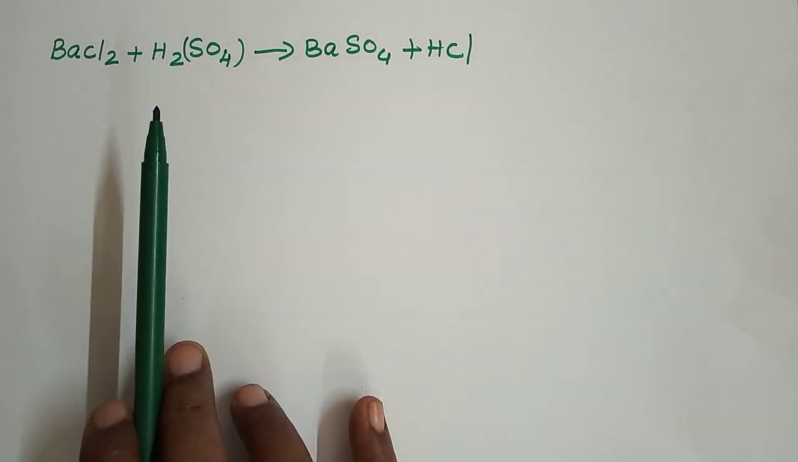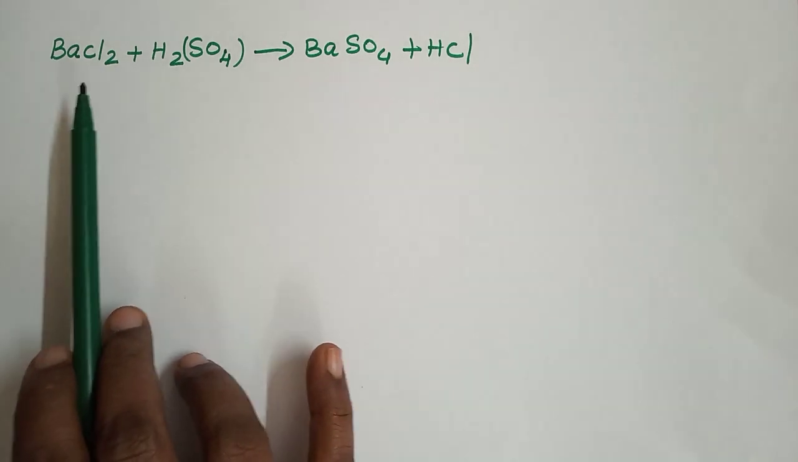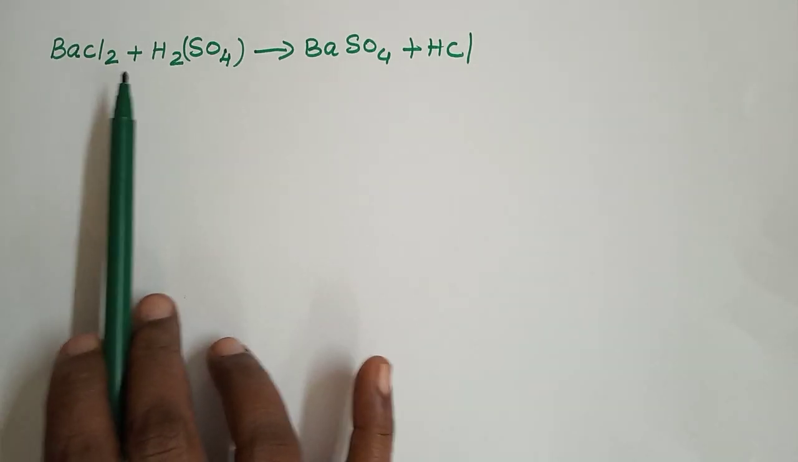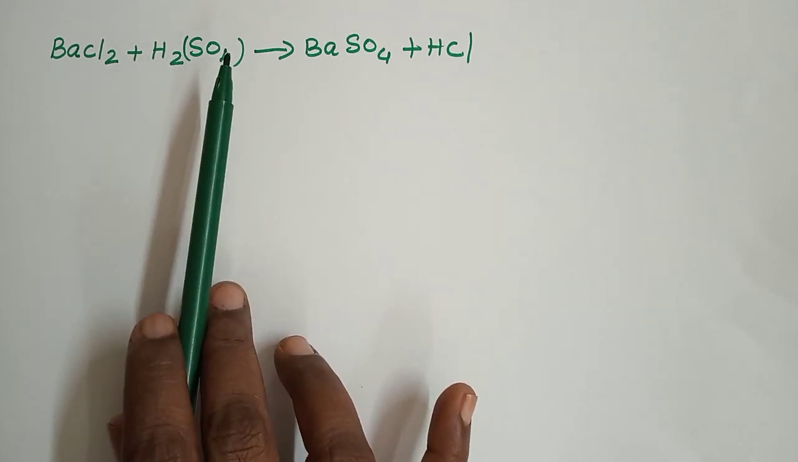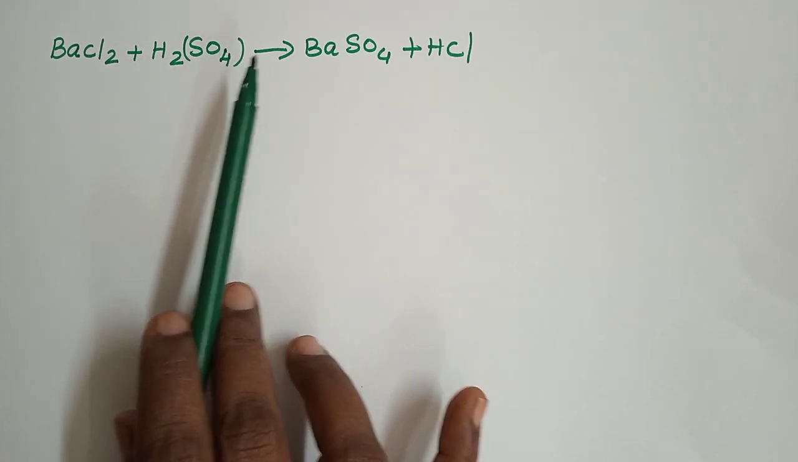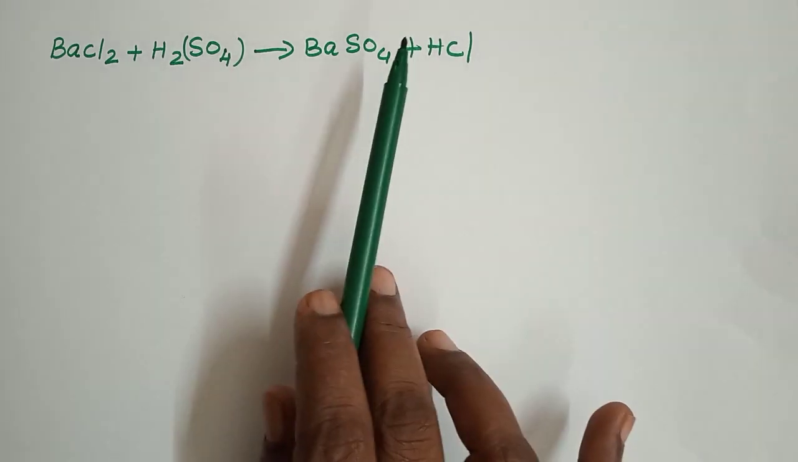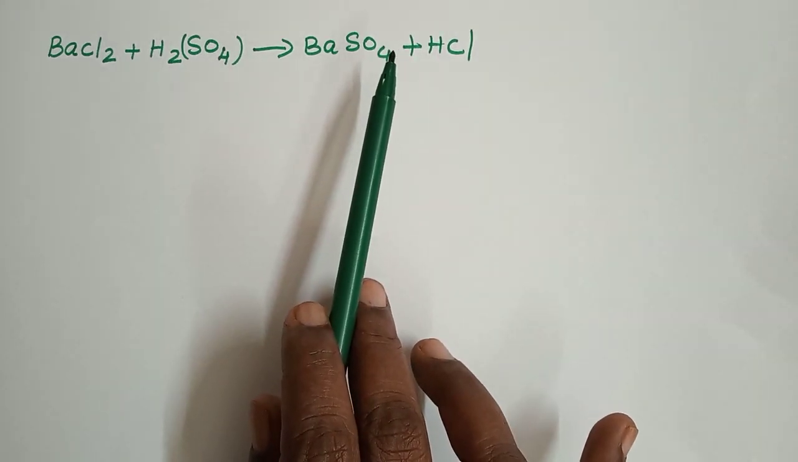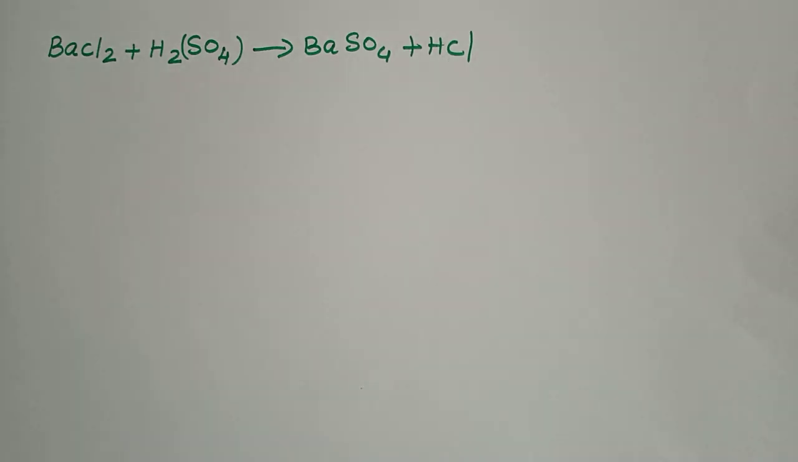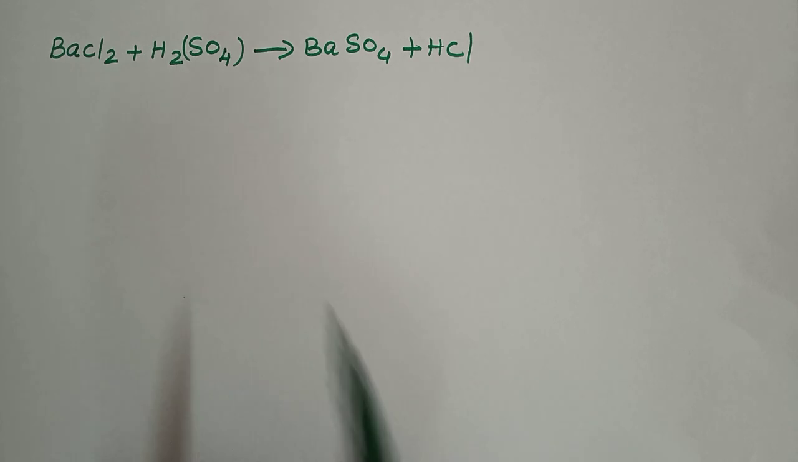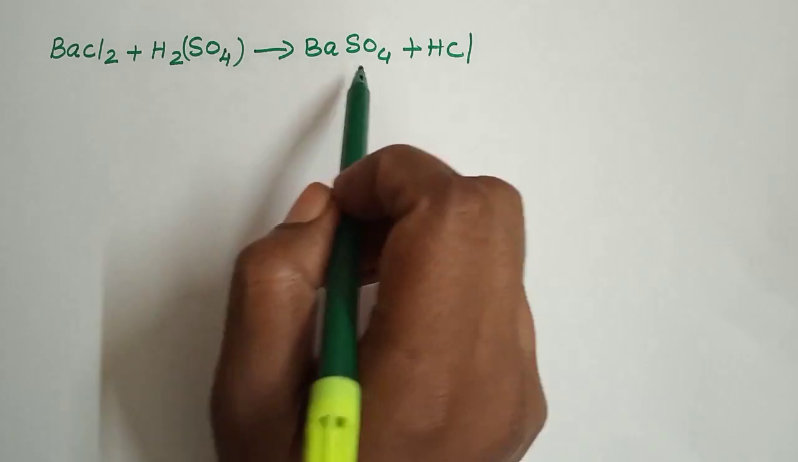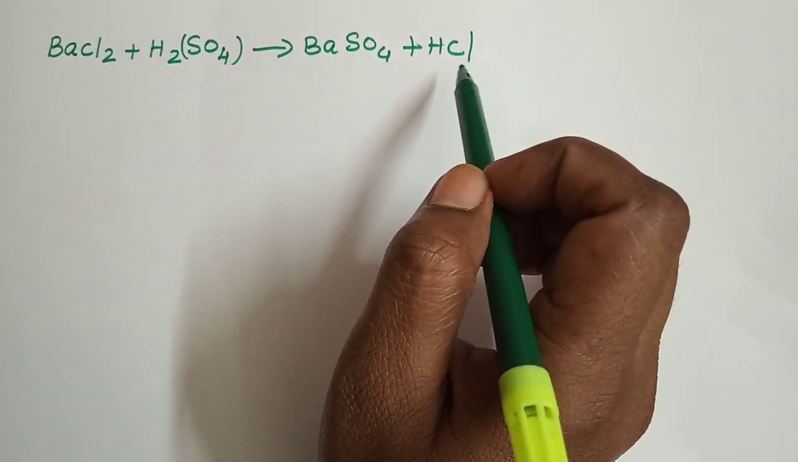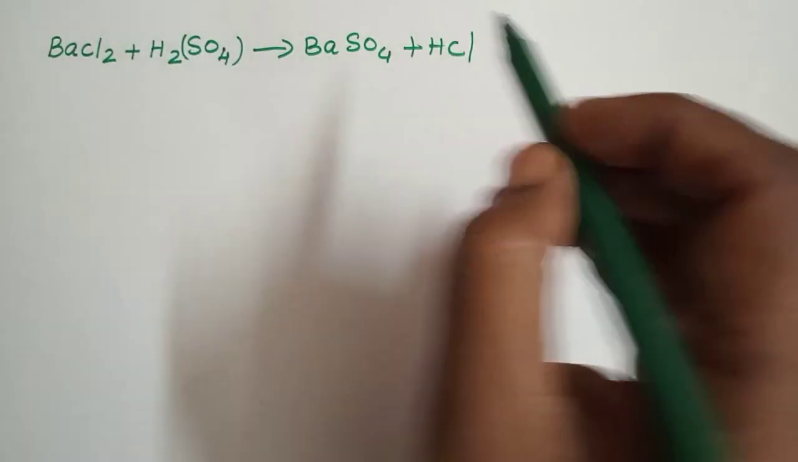Okay, next we are going to see one more equation, how to balance this equation. Barium chloride, BaCl2, plus sulfuric acid, H2SO4, gives barium sulfide plus HCl, hydrochloric acid. So this barium chloride reacts with sulfuric acid, and we get barium sulfide plus hydrochloric acid. Now we have to balance the equation.